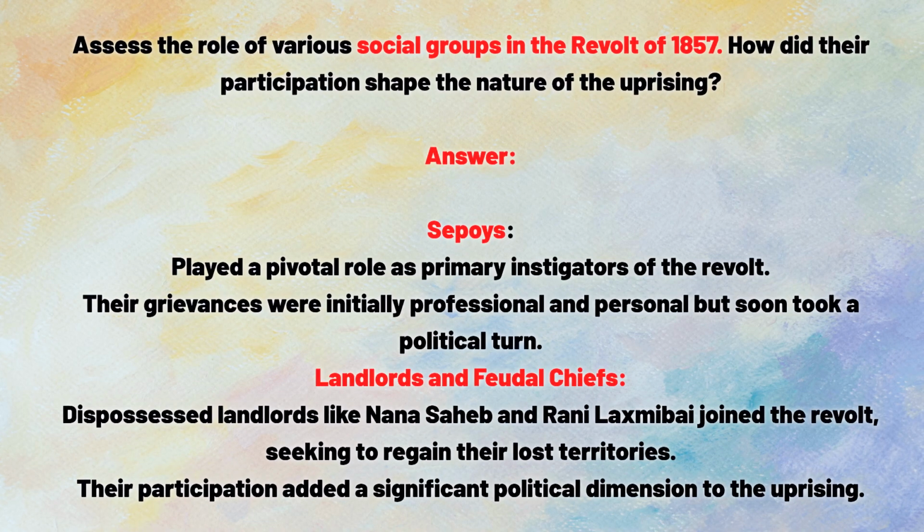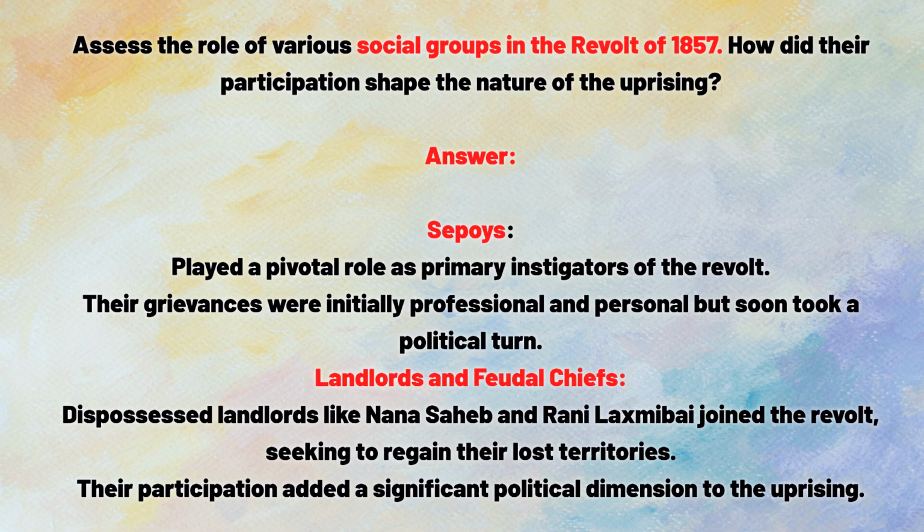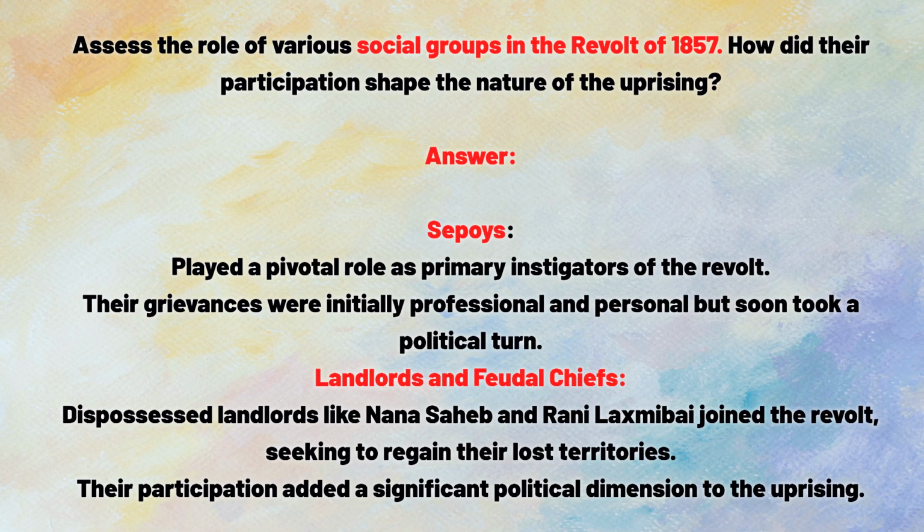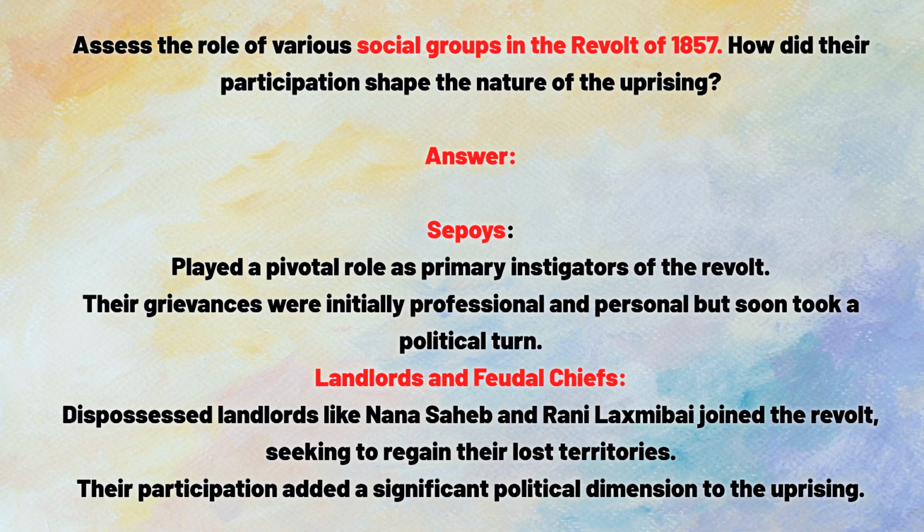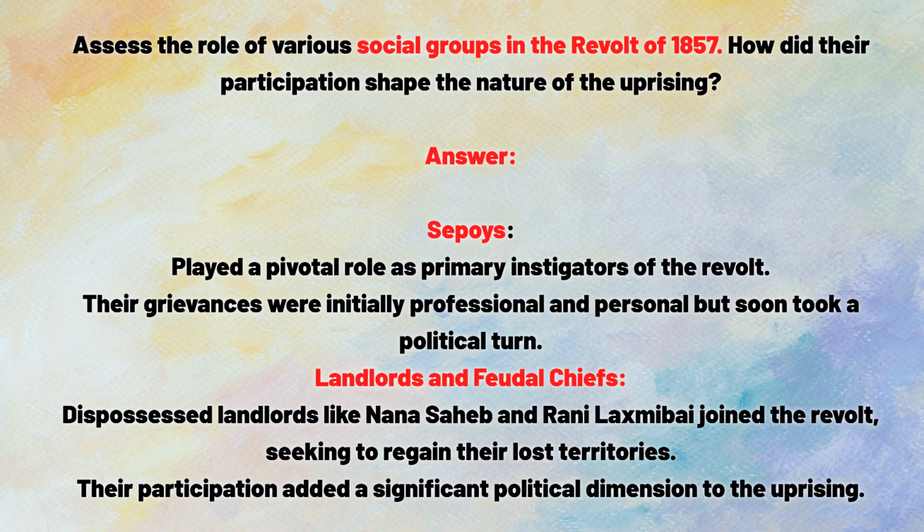Assess the role of various social groups in the revolt of 1857. How did their participation shape the nature of the uprising? Answer: sepoys played a pivotal role as primary instigators of the revolt. Their grievances were initially professional and personal but soon took a political turn.